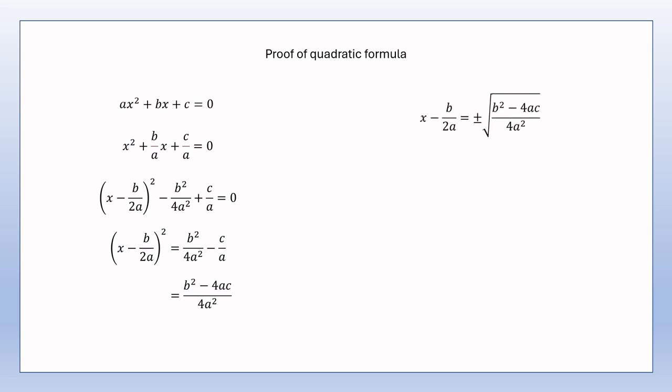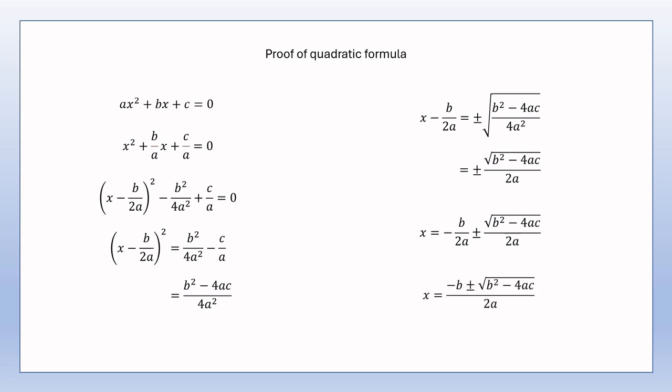Taking square roots of each side and paying attention to the fact that we have a positive square root and a negative square root to account for, we obtain that x minus b over 2a is equal to plus minus the square root of b squared minus 4ac over 2a. And so x is equal to minus b over 2a plus minus the square root of b squared minus 4ac over 2a. And finally, x equals minus b plus minus the square root of b squared minus 4ac over 2a, which is of course the familiar quadratic formula.